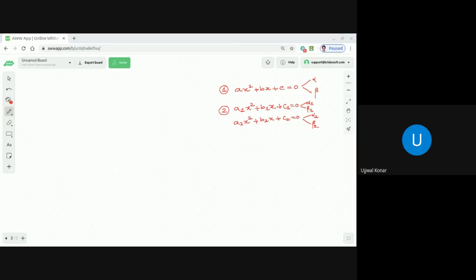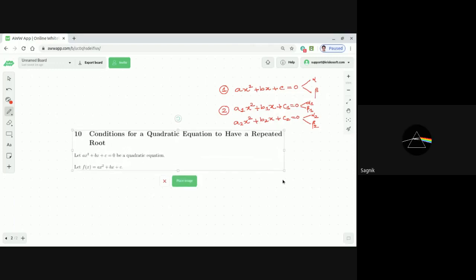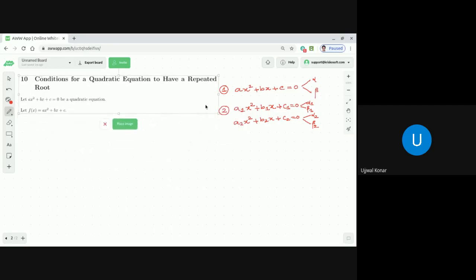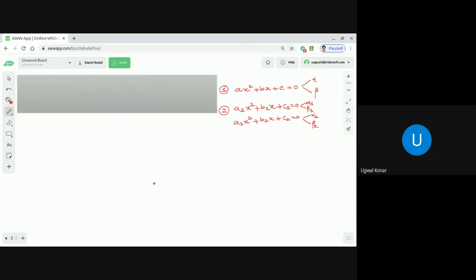So let me bring the relevant topic. Okay. Now, can someone please tell me, if you recall, under what condition a quadratic equation like ax square plus bx plus c equal to 0 has a repeated root, or both the roots are the same? Under what condition? When D is 0. Fantastic. Appreciate. When the discriminant is 0. Absolutely correct. Thank you very much.